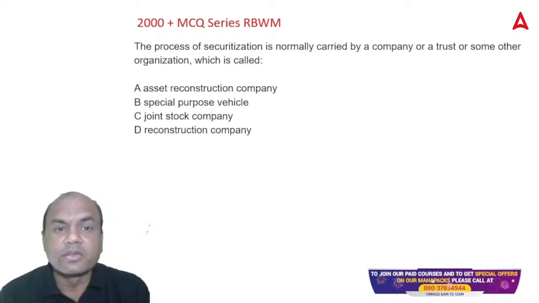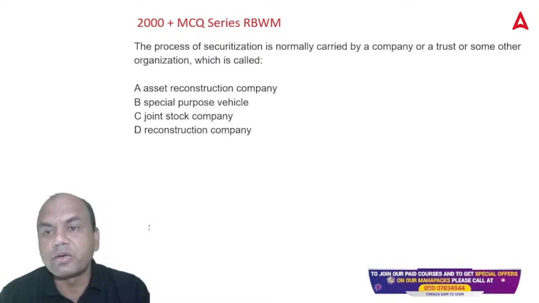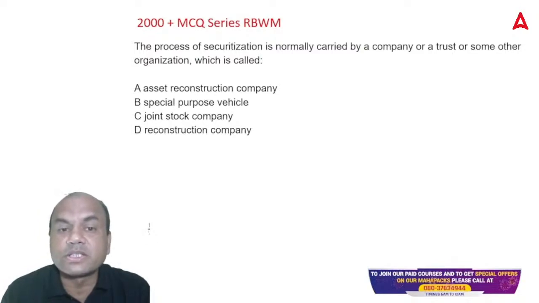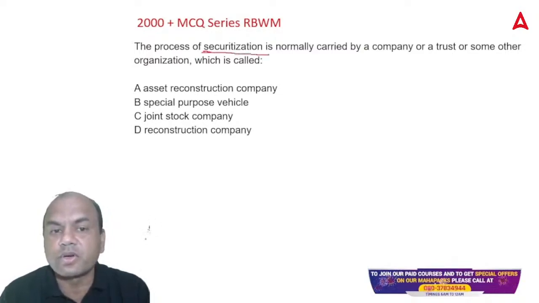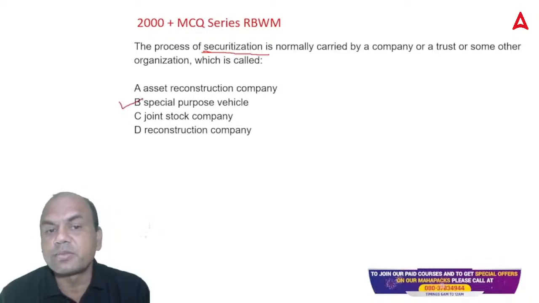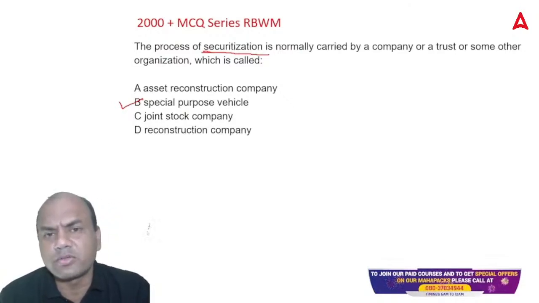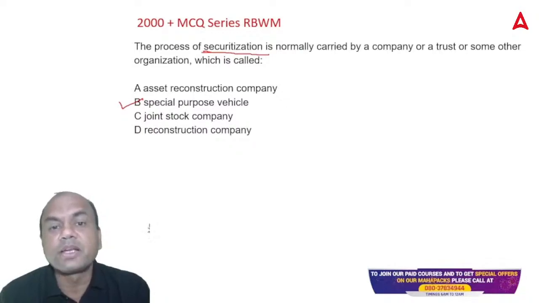Let's see. The process of securitization is normally carried out by a company or a trust or some other organization. What is this company called? Asset reconstruction company, special purpose vehicle, joint stock company, or reconstruction company? Remember, we are not talking of asset reconstruction. It is done by an SPV, special purpose vehicle. SPV is a separate company which is floated by either your own bank or some other organization, and that company does the process of securitization.